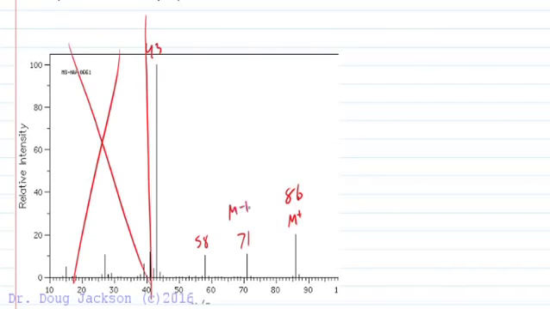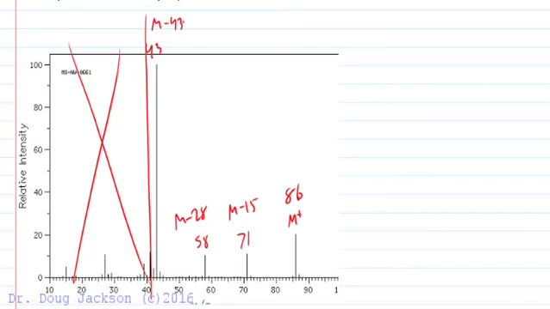So here we have M-15, that's reasonable. Here we've got M-28, so 86 minus 28. This should tell me McLafferty right here. That's evidence of a McLafferty rearrangement, and that's something you can look at in the text. But then we have M-43 here as well. Okay, so 43 less than molecular ion.